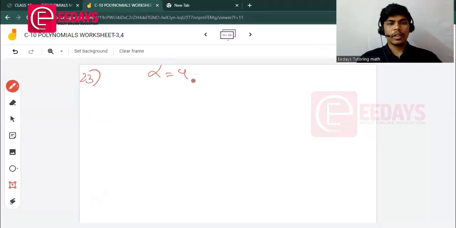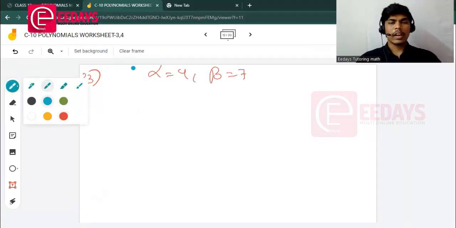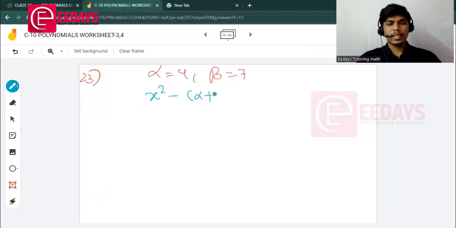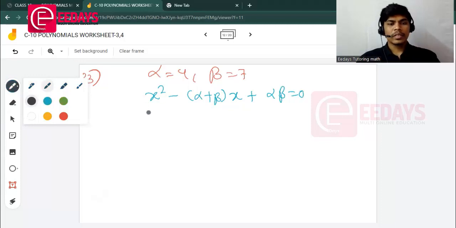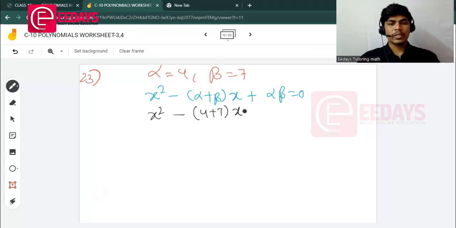So alpha is equal to 4 and beta is equal to 7. You just form a quadratic polynomial. What is the standard form of a quadratic polynomial? x square minus (alpha plus beta) into x plus alpha beta is equal to 0. So x square minus (4 plus 7) into x plus 4 into 7.